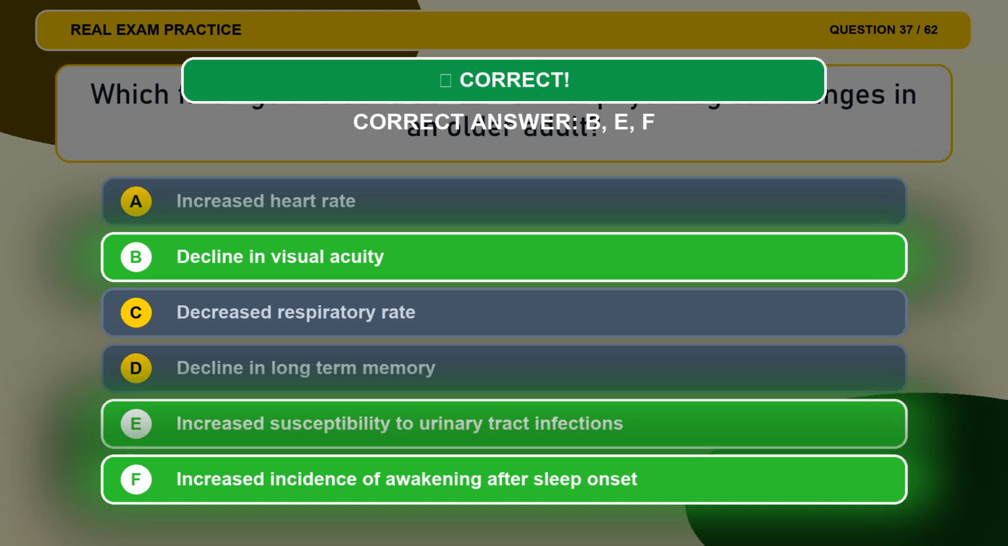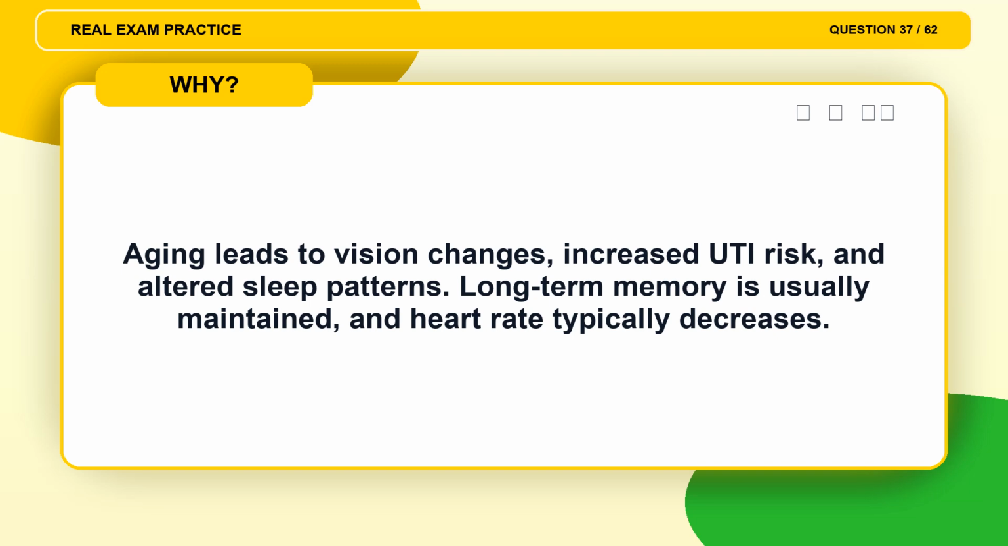The correct answers are options B and E and F. Decline in visual acuity, increased susceptibility to urinary tract infections, increased incidence of awakening after sleep onset. Aging leads to vision changes, increased UTI risk, and altered sleep patterns. Long-term memory is usually maintained, and heart rate typically decreases.